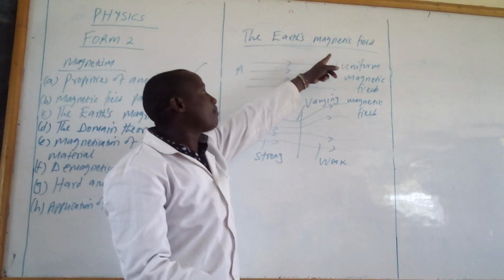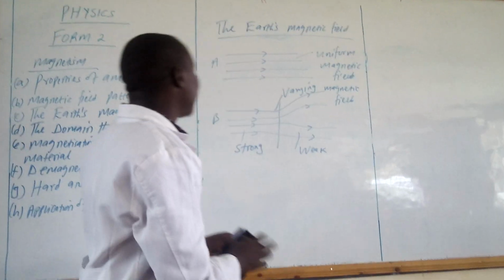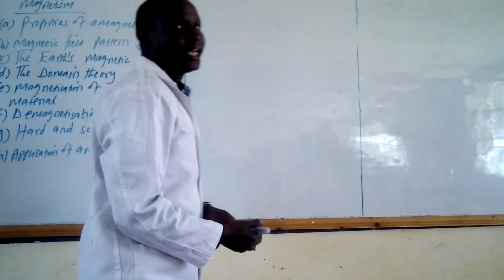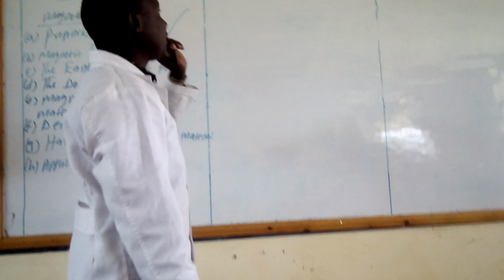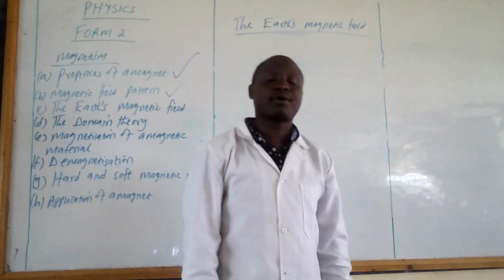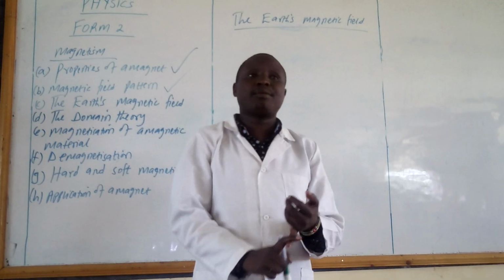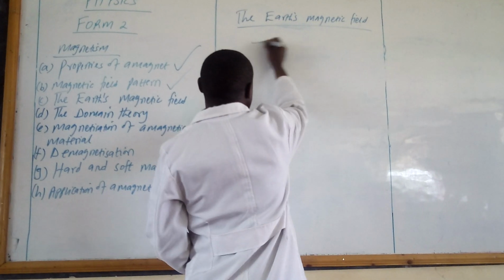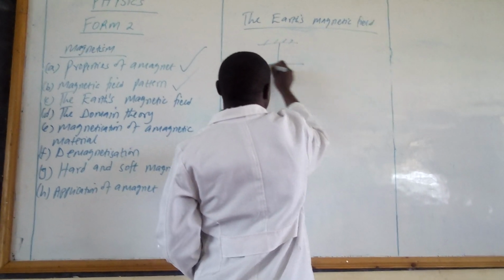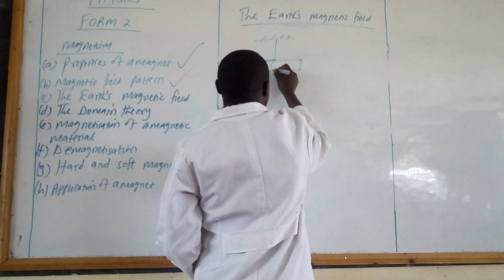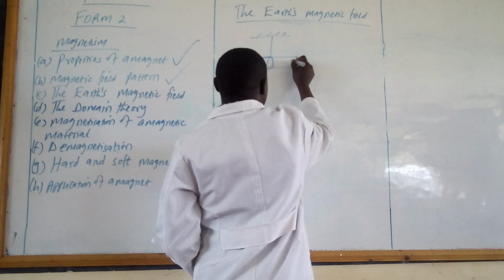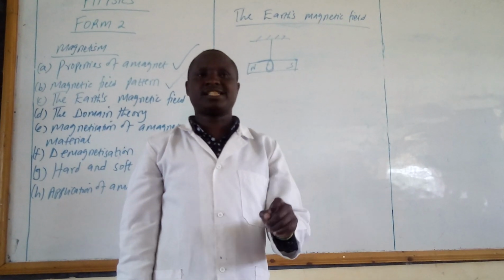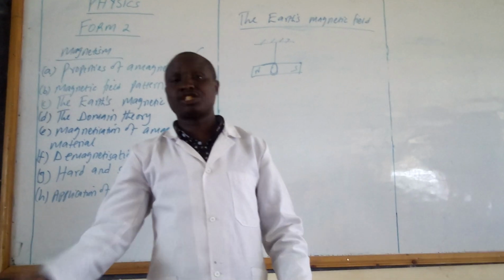So the Earth magnetic field now. What is the Earth magnetic field? Initially, when we were given the properties of a magnet, the second property was a directional property, and we were saying that if we take a bar magnet and we suspend it freely, and we make it swing, you will find that it will swing, but finally will rest facing north direction of the Earth and south direction of the Earth.